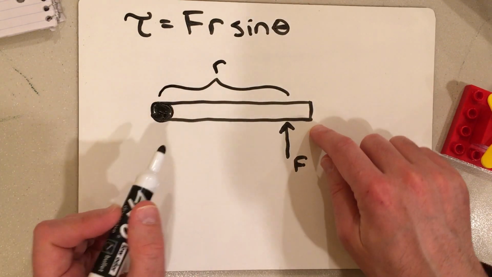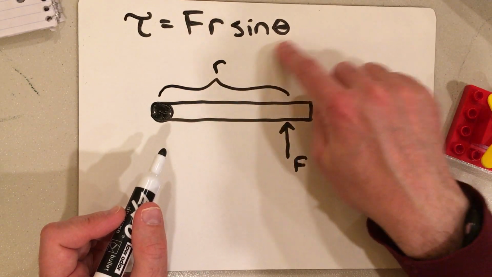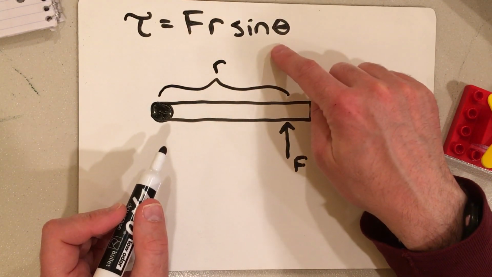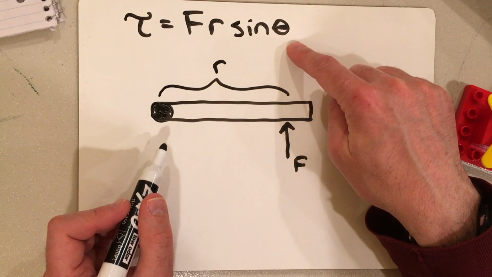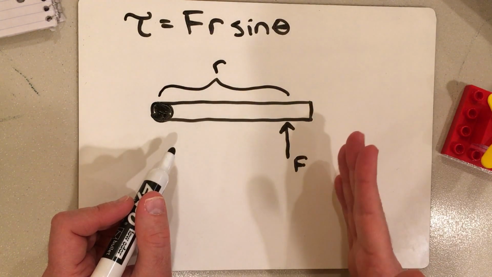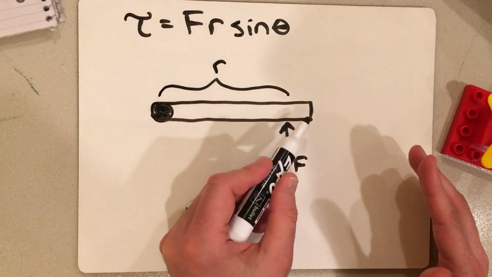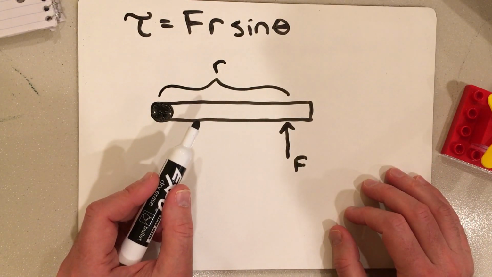The other thing you want to do is you want your sine function maximized. The maximum value for sine is 1, and that happens when theta is 90, which means you want your force to be applied perpendicular to the lever.